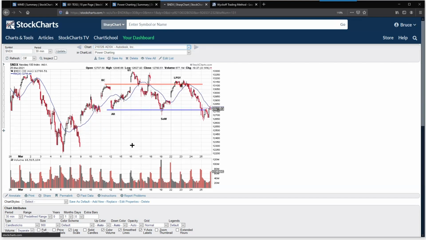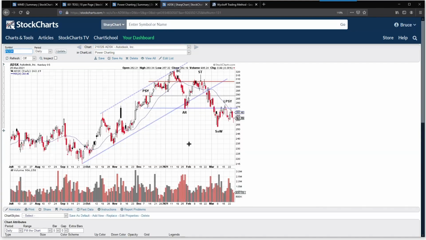Okay, Autodesk. This is a stock that I've been trading in. It's a favorite trading type stock, and so I'm not recommending anything, and I'm certainly not recommending short selling or anything like that, but I think it's a very interesting case study. And so here you can see preliminary supply, kind of a climactic surge, very shallow reaction, and then up into what we're going to call the buying climax.